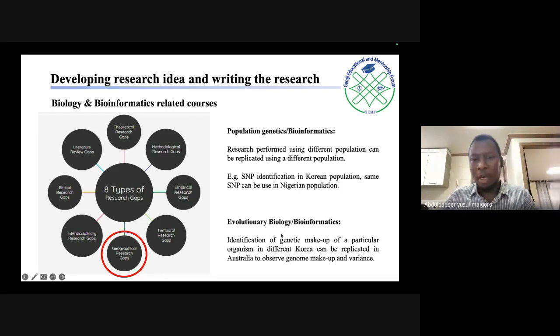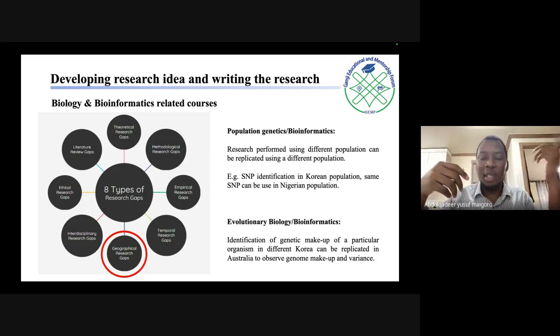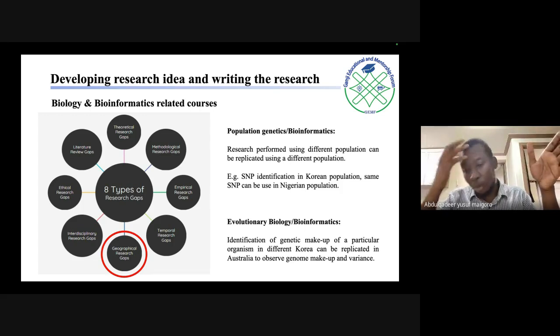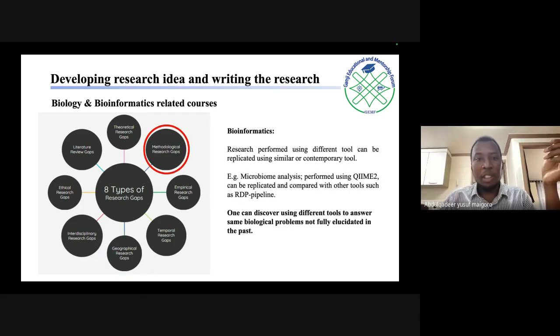Also in the field of evolutionary biology, you can use the same technique, same protocol, same method, same organism, but in a different location. For example, you identify a particular species evolving in South Korea, then you can check the genome composition to see how the genes are composed and how they relate to that particular environment. You can repeat the same research in Nigeria, Australia, or the USA. This is a clear and simple research gap which most biologists use to make publications.